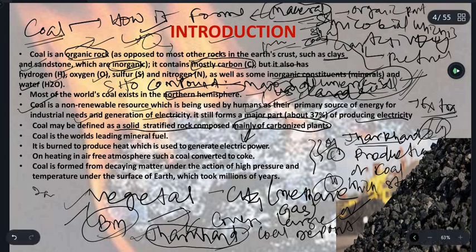The source is vegetation cover or plant. When the plant matter accumulates over a lot of time, we will come to the origin later. When it accumulates, it will form a coal seam, which is solid and stratified. So this is coal. It is the world's leading mineral fuel. It is burned to produce heat, which is used to generate electric power. For the turbine, we use it for generation of electricity. When it burns, it produces some amount of heat.